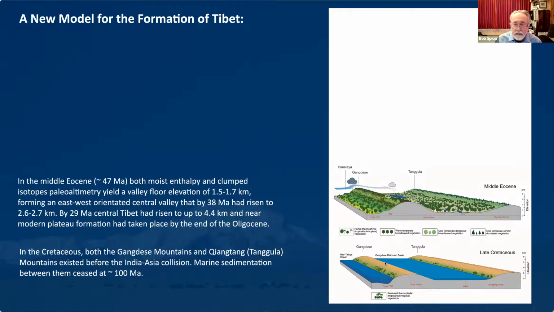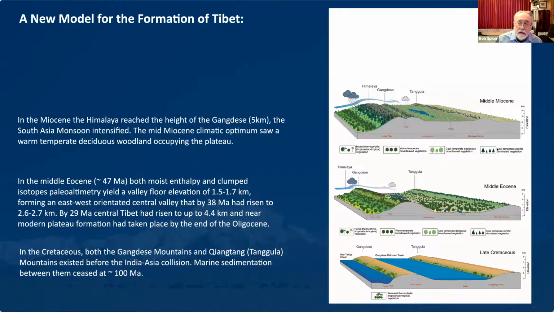By the time we get to the Middle Eocene, marine deposition has long ceased, and we have quantified the surface as being at around 1.5 to 1.7 kilometers, let's say 45 million years ago. The Himalaya at this point are not much more than a small bump, around maybe 1 kilometer high on the southern flank of the Gangdesi.